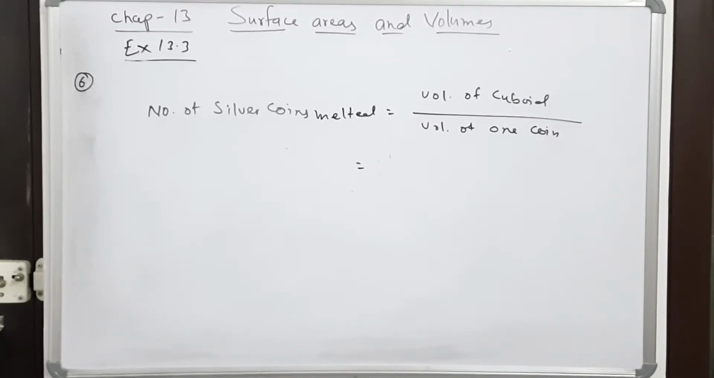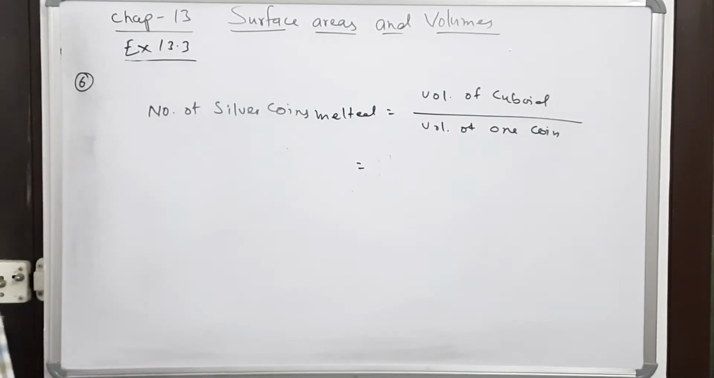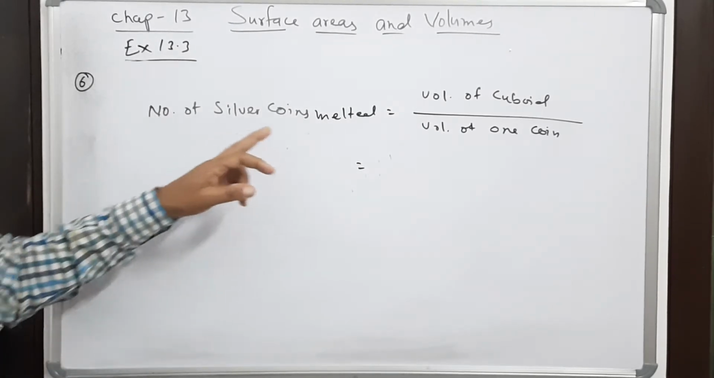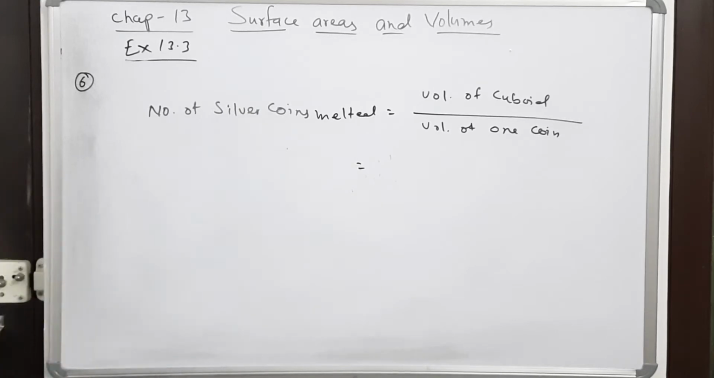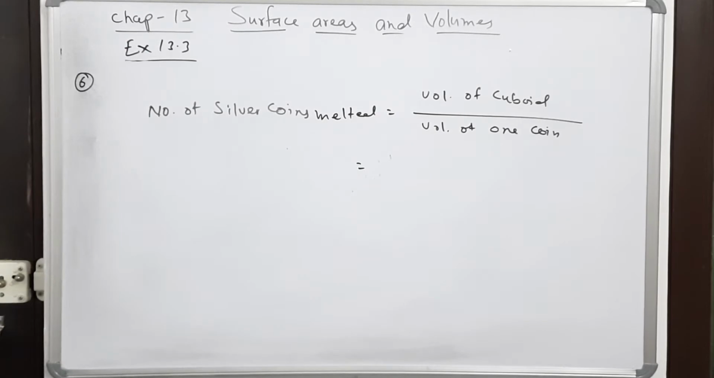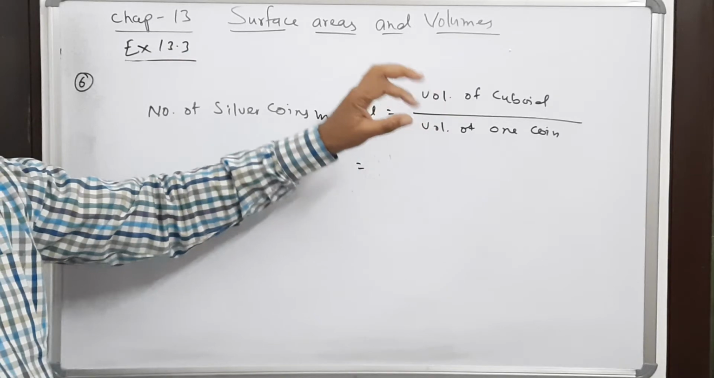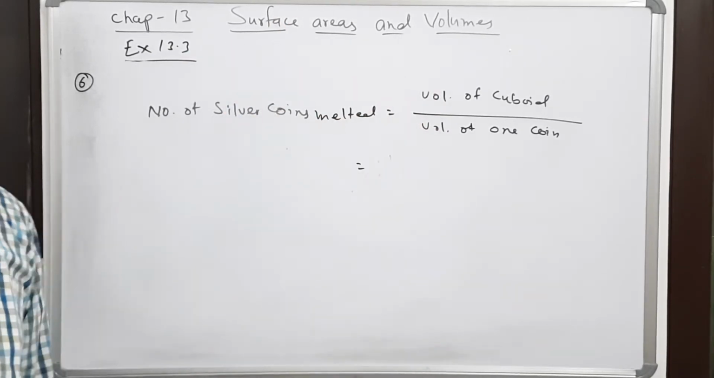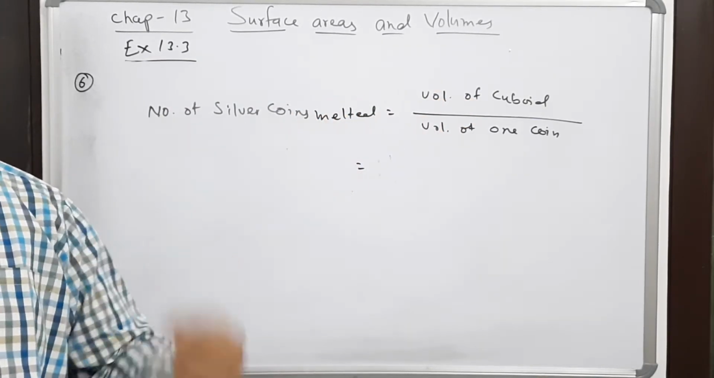Yes, dear students, now problem number 6. It is not a very complicated problem. It is very simple. How many silver coins of diameter 1.75 centimeters and thickness 2 mm must be melted to form a cuboid whose length, breadth and height are given? Means by melting the coins we have to make a cuboid. So how many coins are required? Like silver coins we are melting and we are making a cuboid. Cuboid means like a brick here.